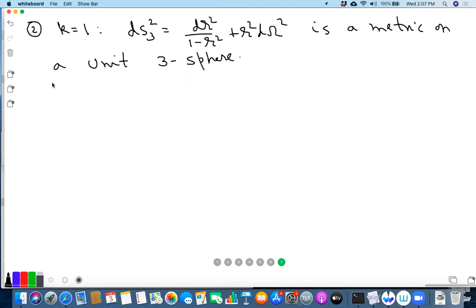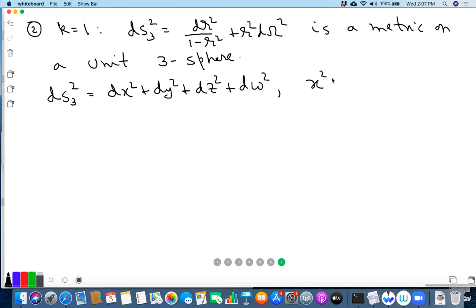Let's consider the following metric, subject to the condition that x square plus y square plus z square plus w square equal to 1. Even though it looks like it has 4 coordinates, there is one constraint. So this is really a 3-dimensional space. Here we can first of all eliminate one of the variables in terms of the others.